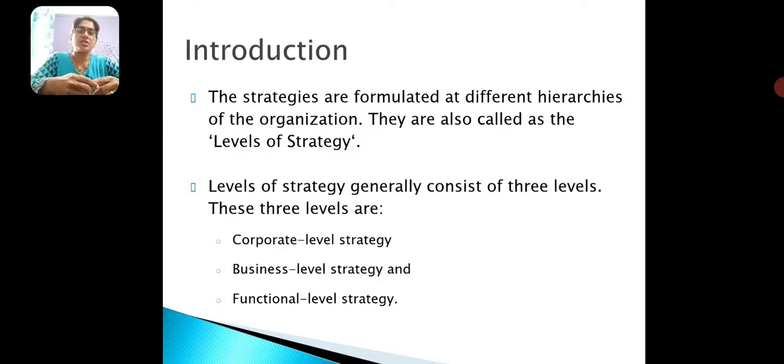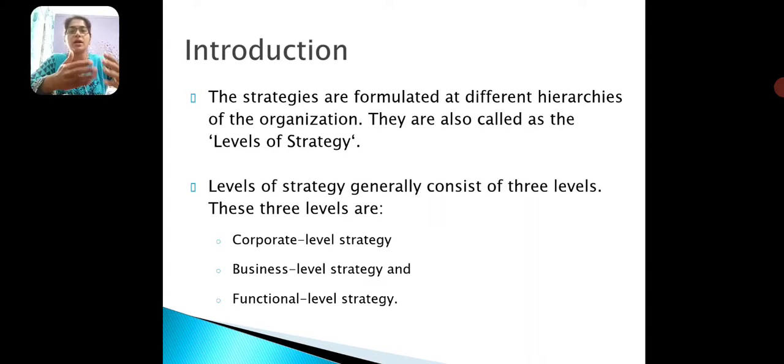So, the strategies are formulated at different hierarchies of the organization. They are also called levels of strategy. Levels of strategy generally consist of 3 levels: corporate level, business level, and functional level. What is corporate level? Corporate constitutes the entire organization.